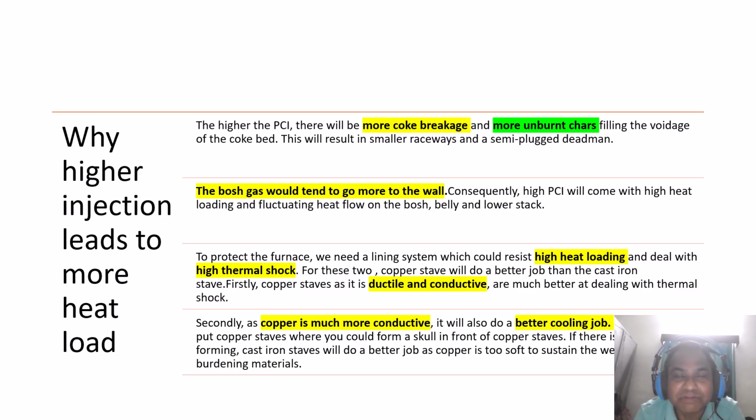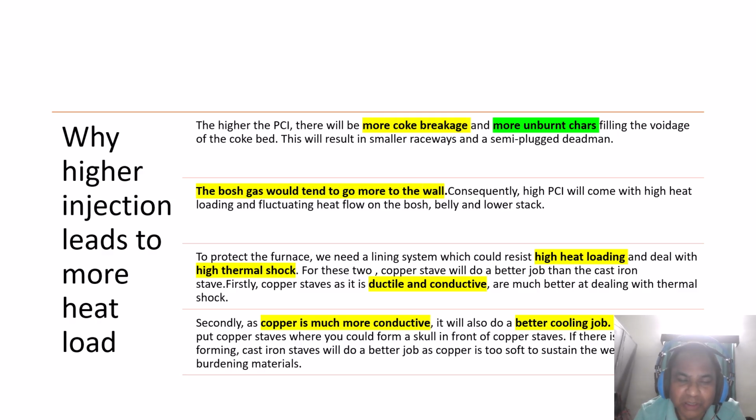The second result is that a lot of bosh gas rushes towards the wall due to this effect, which results in a higher heat load on the wall. And at that time it is needed that the heat load sustained by the bosh and belly region be dissipated by the cooling system, and here it requires an efficient cooling system.